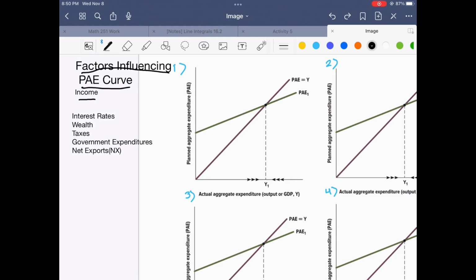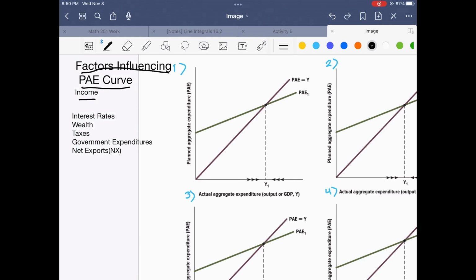And for these last two, government and net exports, government spending, these are going to have direct correlation. So more money spent by the government is going to mean higher aggregate expenditure and vice versa. And then same thing for net exports as well.